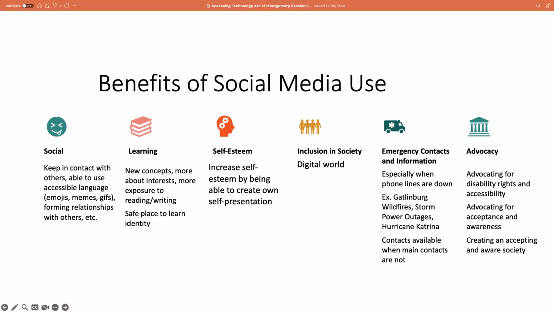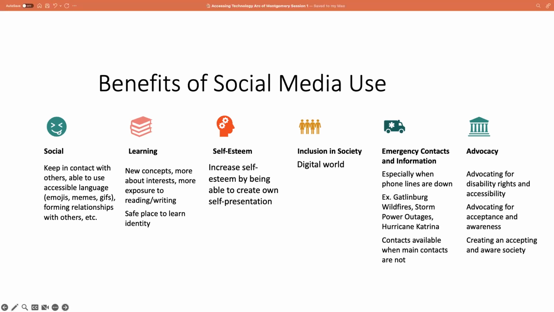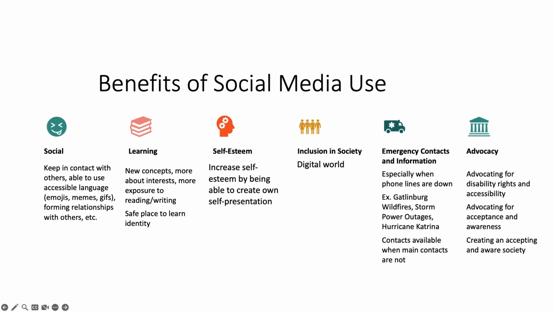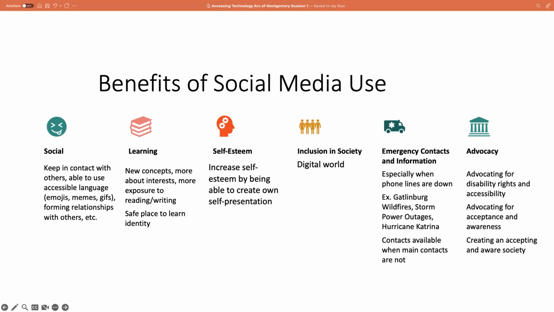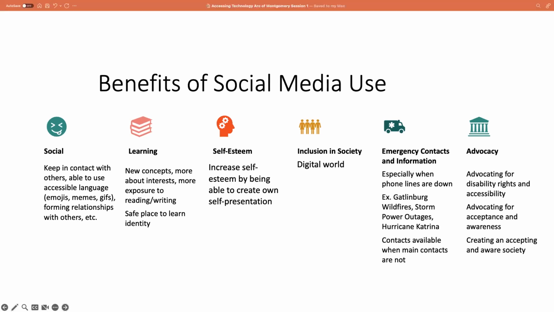So the first one is social. You guys have mentioned this. You keep in contact with others through social media, right? Friends move away, we can talk to them. However, for individuals with IDD, there's also another fascinating thing about the social aspects of social media. And that fascinating thing is there's an accessible language. I can appropriately communicate using visuals on social media. That means I can use emojis, I can use memes, I can use GIFs, I can use pictures.